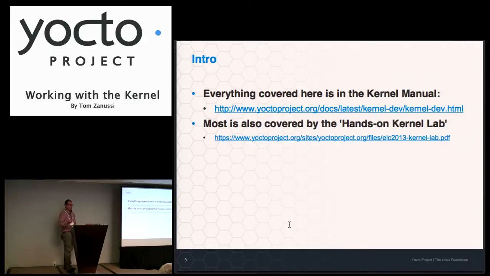I just wanted to point out that everything that I talk about here is covered in a lot more detail in the kernel manual, and if you have any questions at all about working with the kernel, you should be able to find it in the kernel manual, and if not, we'll add it if there's anything in there that's not clear. I also like to point out that everything I talk about that's related to the current version of Yocto, which is 1.3 or Danny, is covered by a set of hands-on labs that I've just recently updated, and they're available at this link.